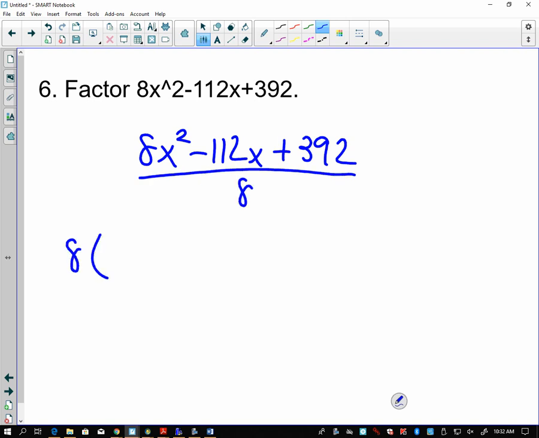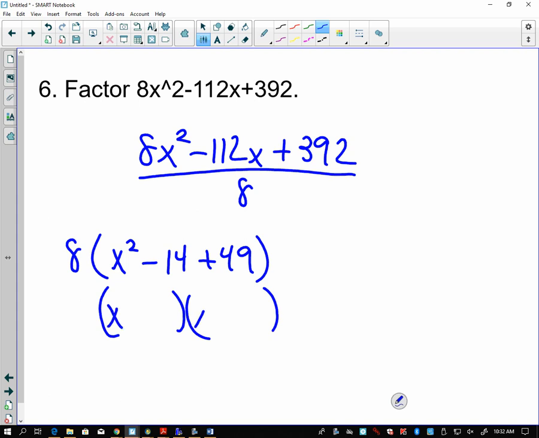Okay, so we know that would give me x squared, right? What is negative 112 divided by 8? All right, so I'd write negative 14. And what's 392 divided by 8? 49. Now what I want to do is simplify x squared minus 14x plus 49, right? And break that down into two sets of parentheses.